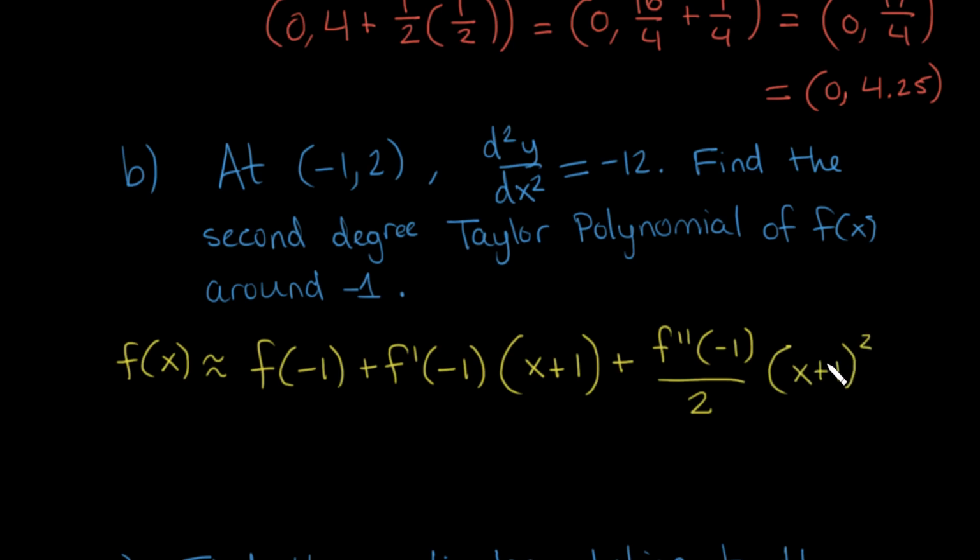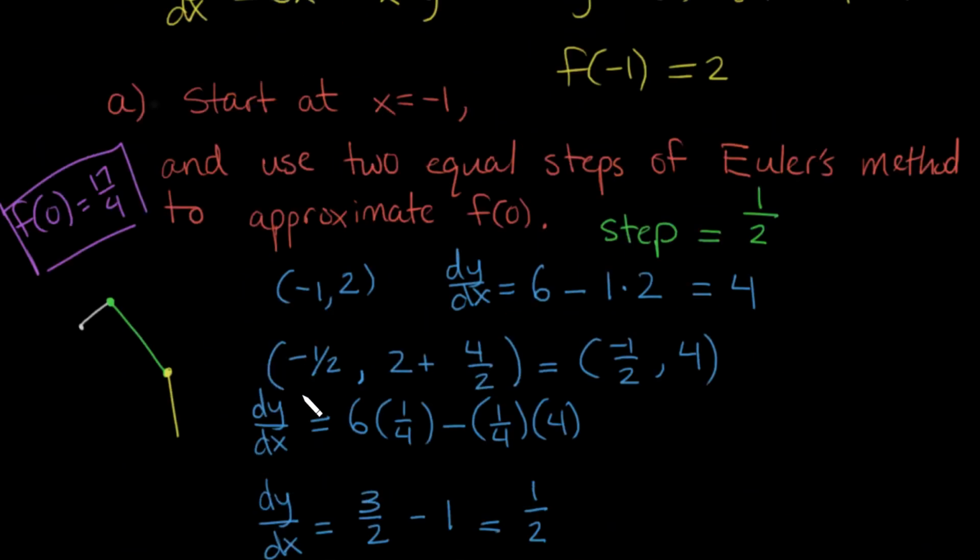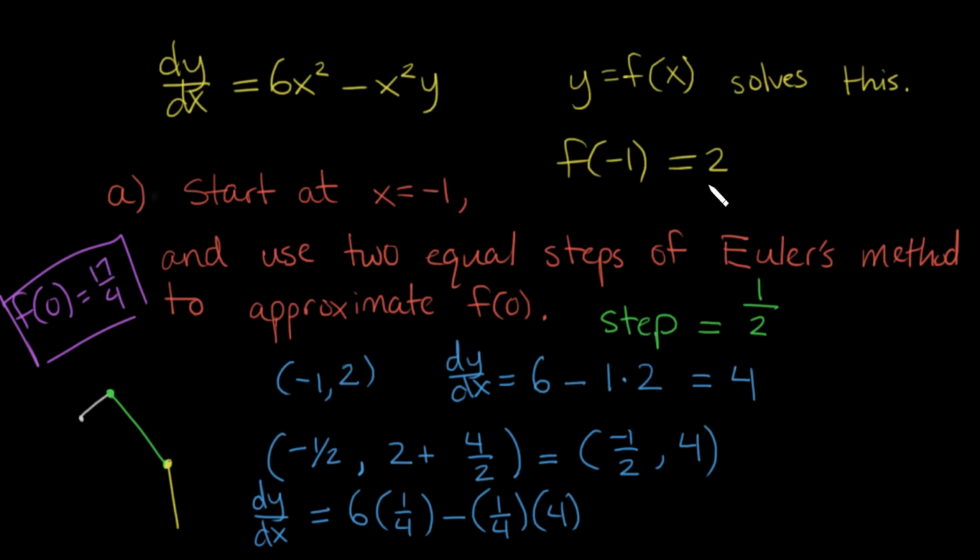Well, with the general form of the second degree Taylor polynomial in place, all that's left to do is substitute things in. And we are fortunate to have many of these values on hand. So let's write out our final answer. f(x) approximately equals f(-1), what's that? If we recall, f(-1) equals 2, just from the statement of the problem itself.